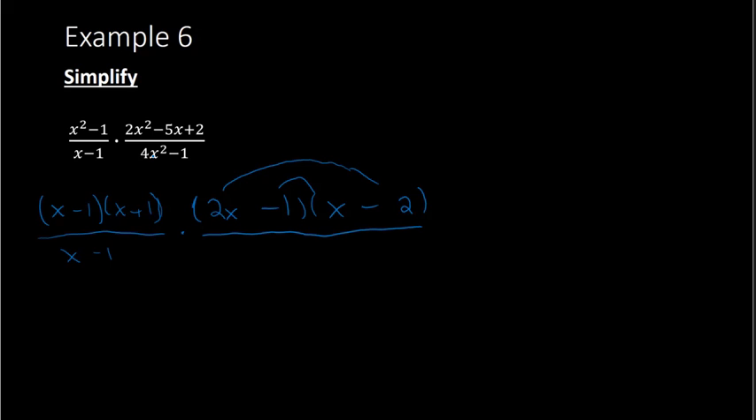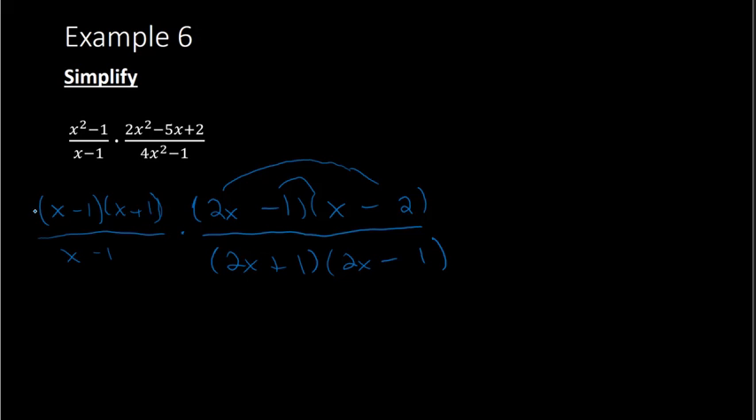And then for the bottom of that second fraction, that is actually a difference of squares. We have a 2x being squared, so we put 2x here and here, and then minus a 1 being squared, so put a 1 there and there, make one plus and one minus. So we have factored, and now from here we can start dividing things out.